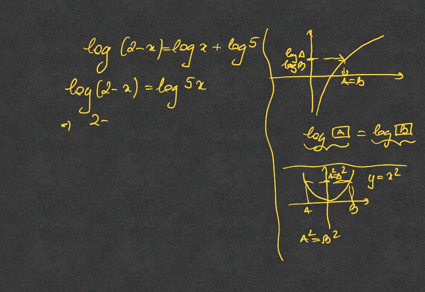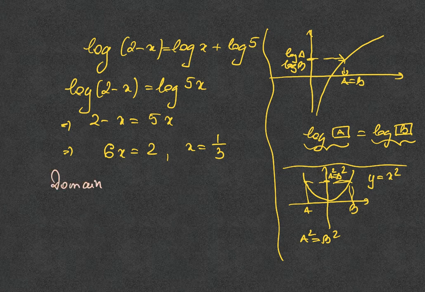Therefore, I write that 2 minus x equals 5x, and that's how I solve it. 6x equals 2, x equals 1 over 3. Now, when I have equations involving logarithms, I need to think of the domain. And the domain is, remember, the domain of log in the base a of x is that x needs to be bigger than 0, a bigger than 0, a not 1.